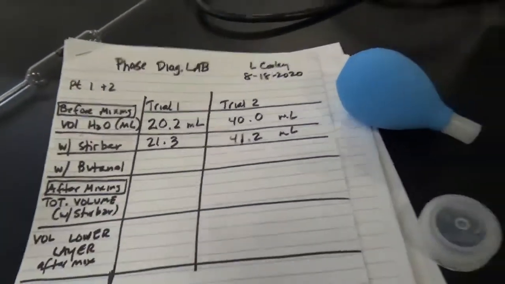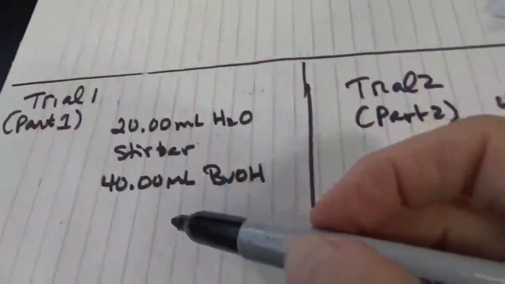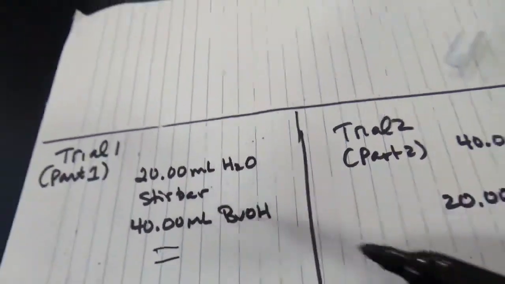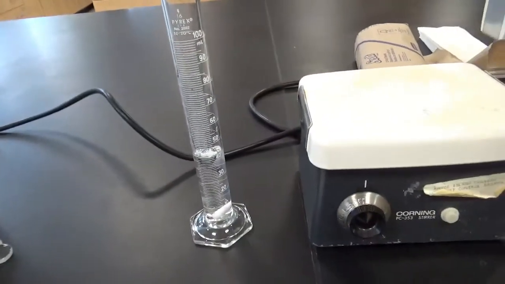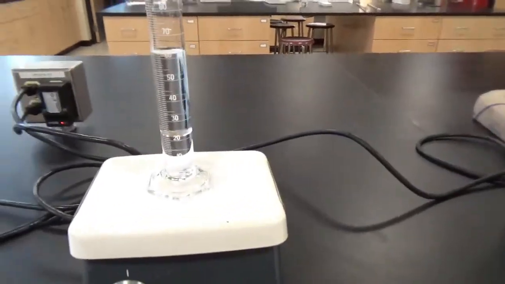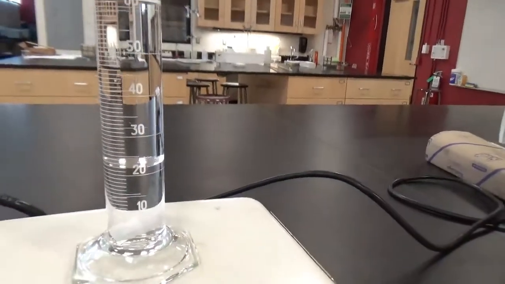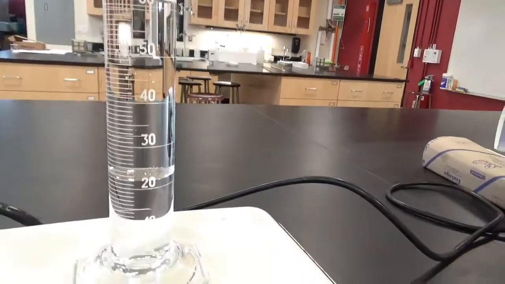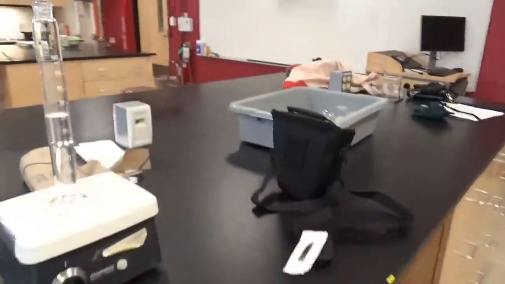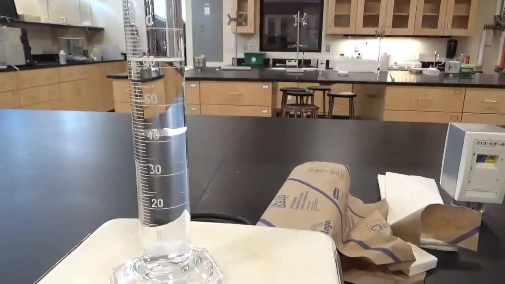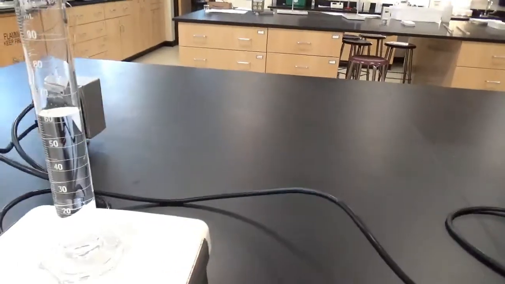And now I have to add 40 milliliters of butanol for the first trial. So I'll pipette 20 mils twice, and then 20 mils of butanol for the second trial. I'll be back. All right, so I did exactly what I said I was going to do. I added 40 milliliters of butanol to the 20 mils of water in trial 1, and then I added 20 milliliters of butanol to the 40 milliliters of water in trial 2. And I didn't mix it up at all.